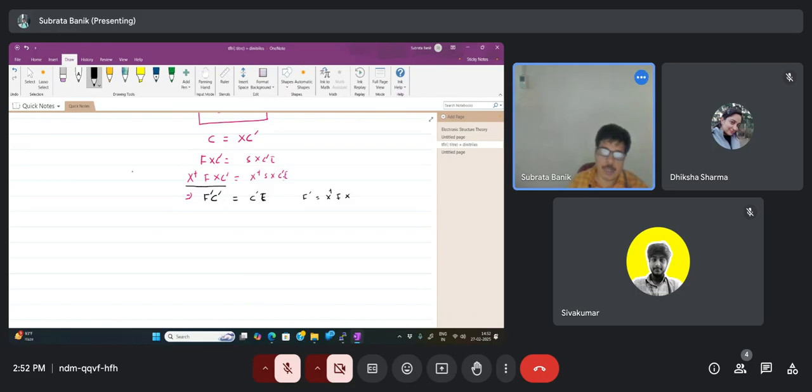If you diagonalize F prime, you get C prime and the diagonal matrix. Right? So what is the next step? You diagonalize F prime to get C prime, right? And with this C prime, you convert into C. What is C? Then you get C equal to X C prime, right?